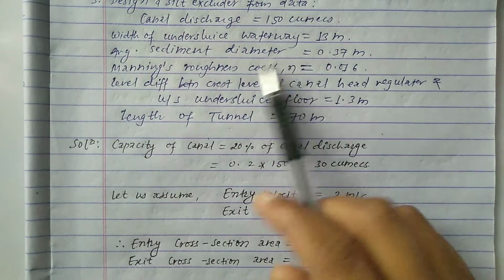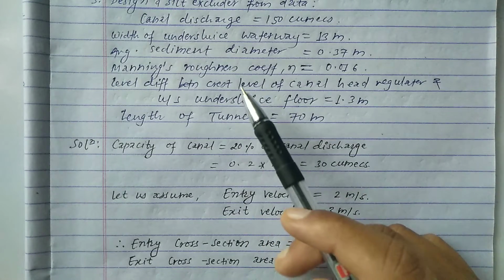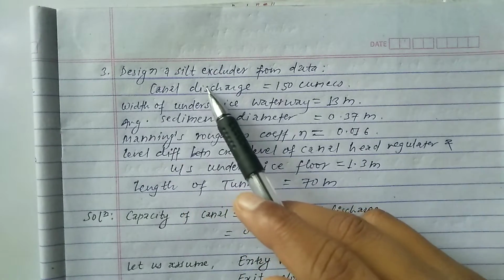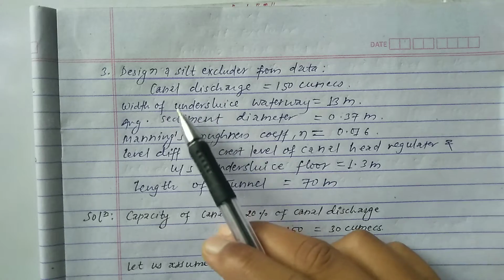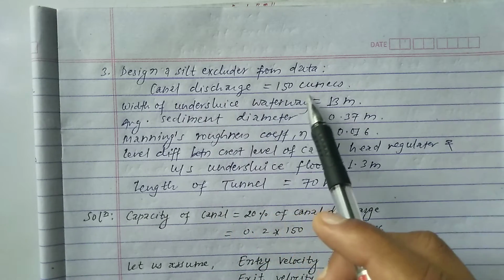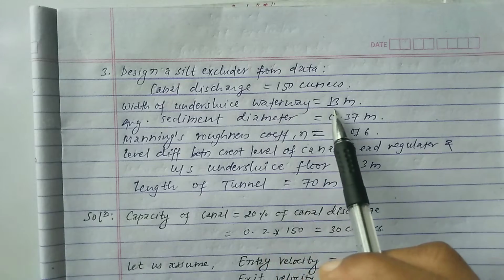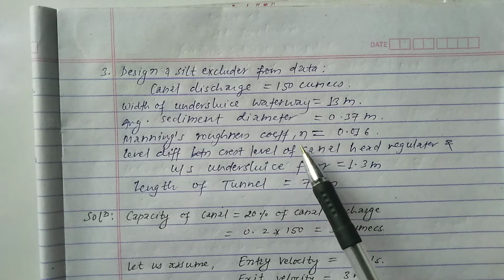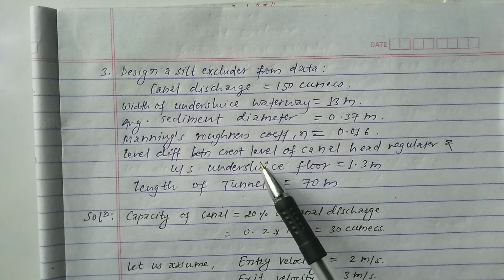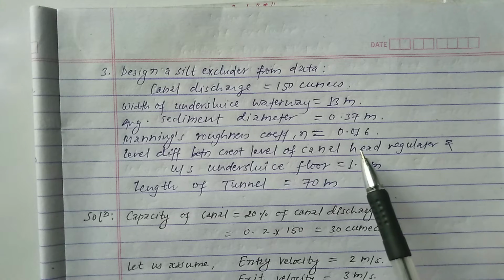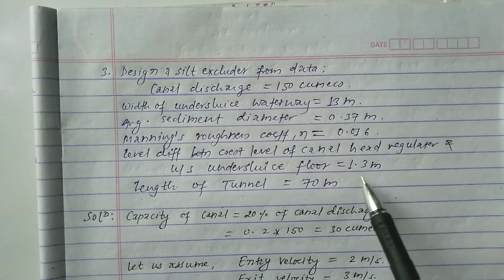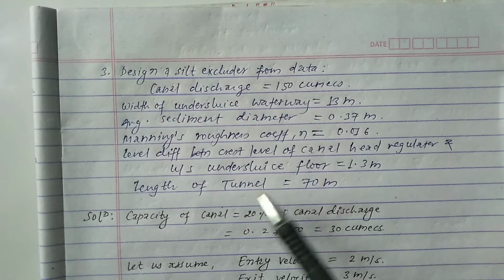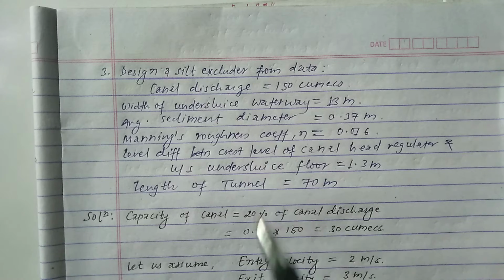You can see here this is the given question, and now we have to design the silt excluder. Design a silt excluder from the given data, and the data are: canal discharge is given as 150 cubic, width of under sluice waterway 13 meter, average sediment diameter 0.37 meter, Manning's roughness coefficient, that is n equal to 0.016, level difference between crest level of canal head regulator and the upstream under sluice floor equal to 1.3 meter, and the length of tunnel equal to 70 meter. So this is all about the given data, and now we have to design the silt excluder.